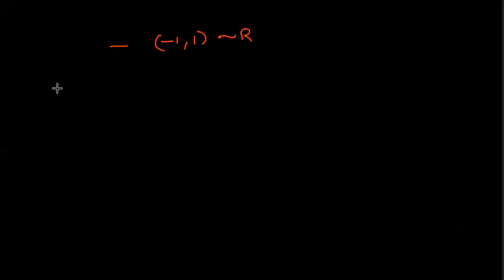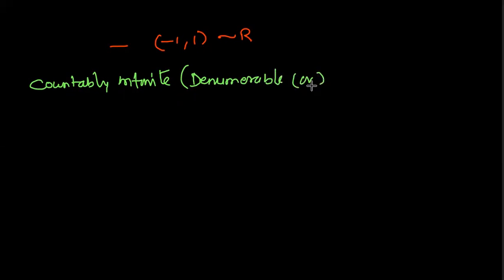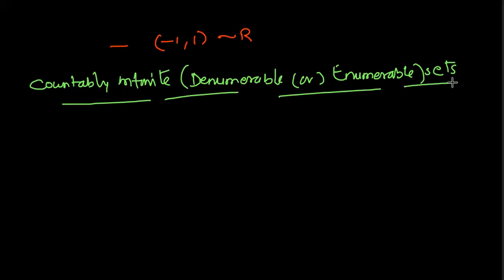Now we'll talk about countably infinite sets. Countably infinite sets are also called denumerable sets, and also enumerable sets, right? So let's have the definition of this.